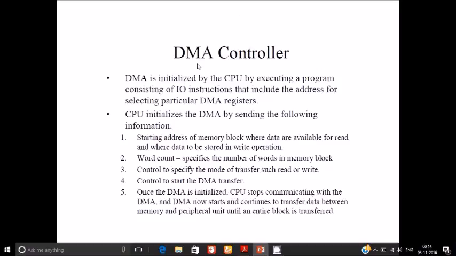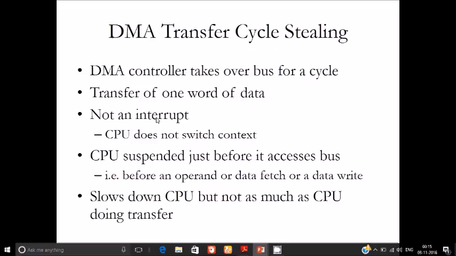So how the DMA controller works: the starting address of the memory block, where the whole data is available for read and write, and where data is stored in the write option. The CPU initializes the DMA and starts sending the following information. You can see here control, which includes control to start the DMA transfer and control to specify the mode of transfer, such as read, write, word count, everything. This is what the CPU sends to the DMA at the initialization stage.